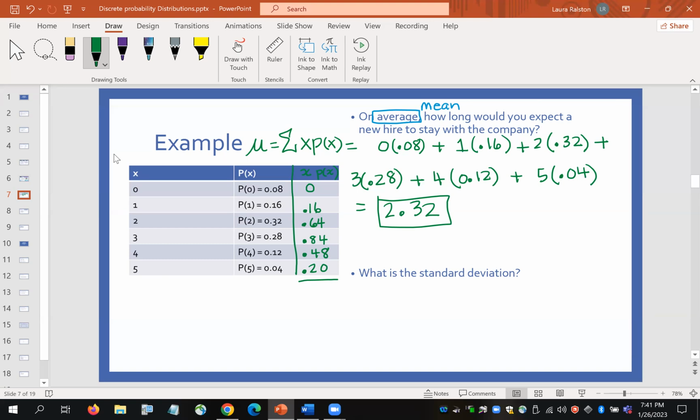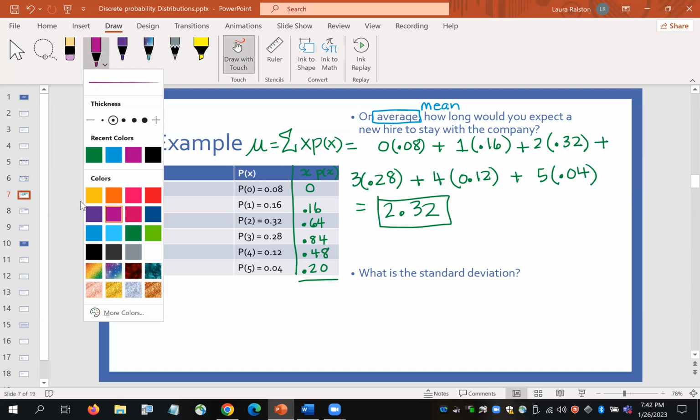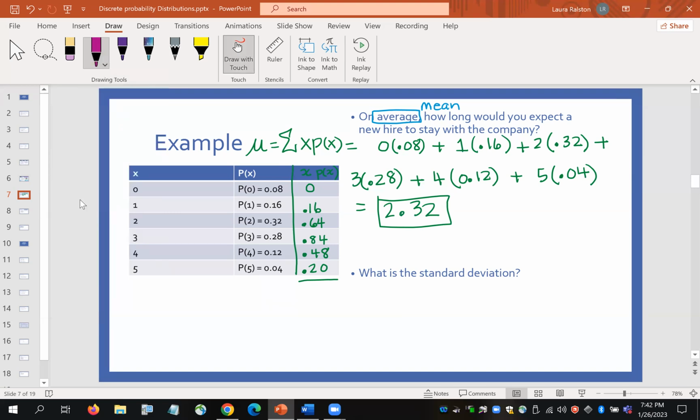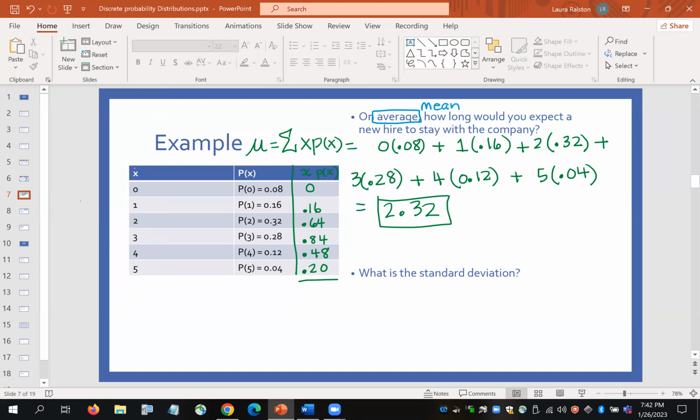Then to get my standard deviation, which is the next question, again, it might be helpful, and let me see if I can get this table, let me copy this table.